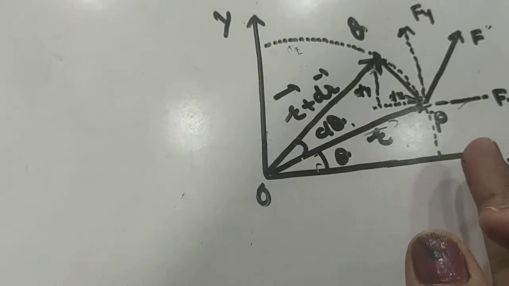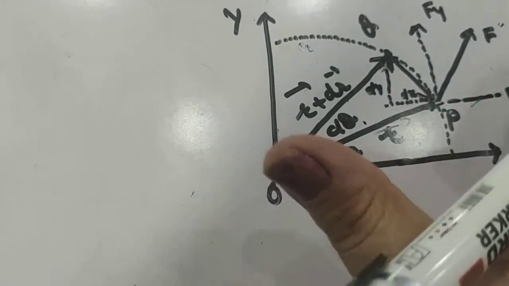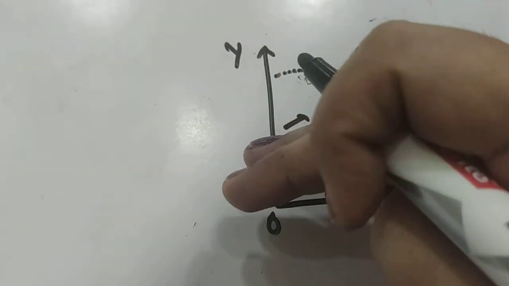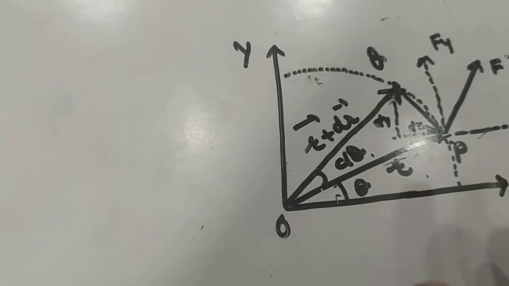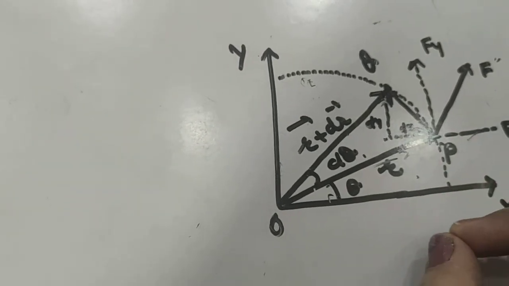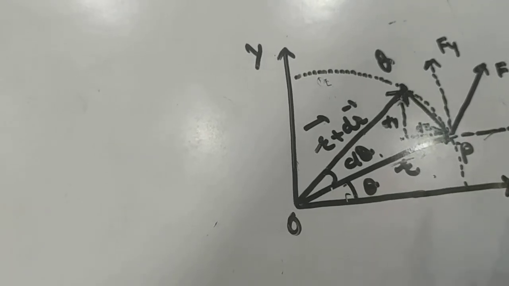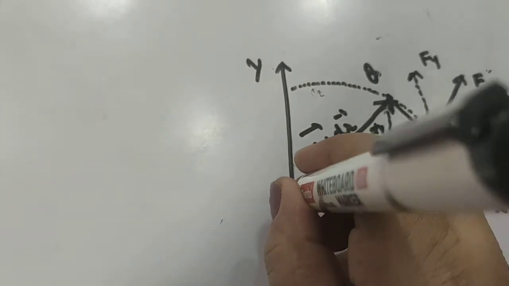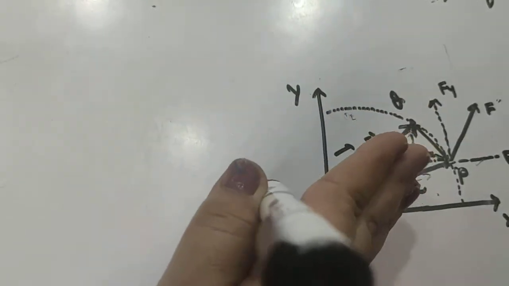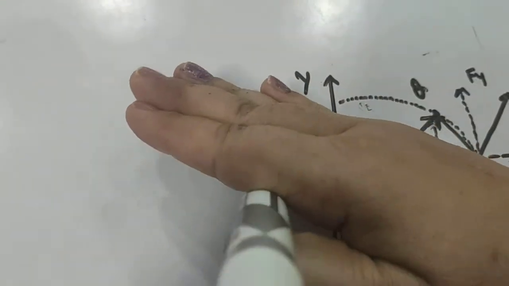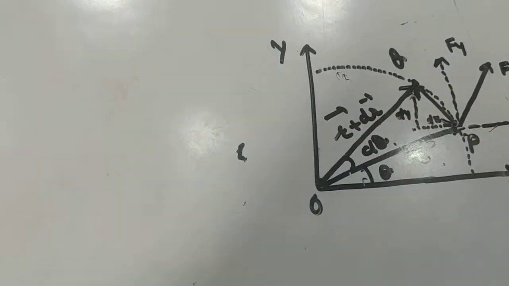Now the particle is moving from point P to Q. It means this particle is rotating in the xy plane. So what should be the axis of rotation? The axis of rotation will be the z-axis, which is not shown here. Suppose this is the z-axis and the particle is revolving like this. In that case, the particle is moving in the x and y plane.